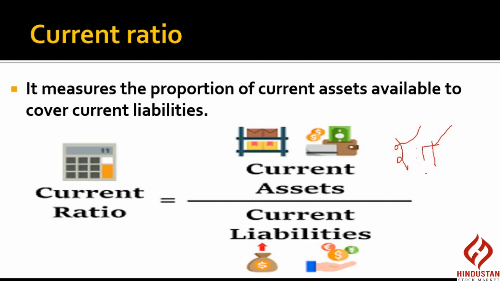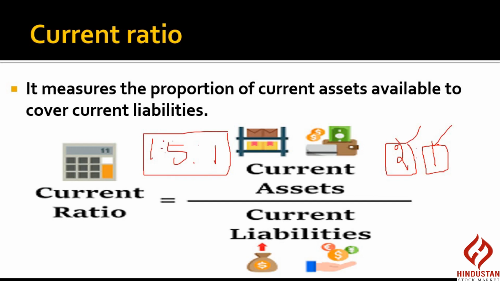That is, for every 1 rupee of your current liability, the company should have at least 2 rupees as current assets, right? Again, this ratio differs from industry to industry. For financial industries, banks and all, the ideal current ratio is 1.5 is to 1. That is, 1.5 represents current assets, 1 represents current liability.